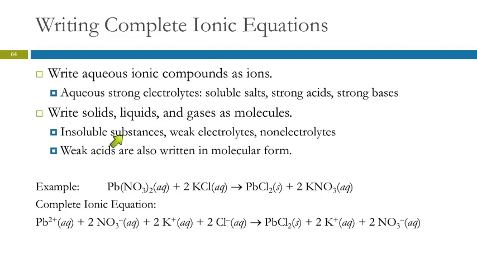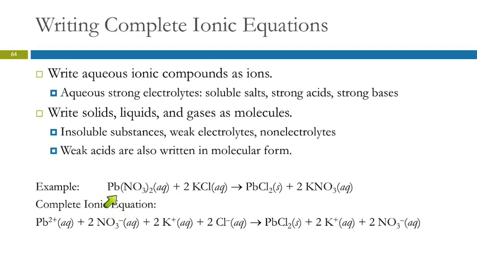Those include insoluble substances. So like the magnesium hydroxide that was insoluble, you're going to write that as a formula unit. A weak electrolyte or a non-electrolyte. Non-electrolytes don't ionize at all. Weak electrolytes only ionize a little bit. So we're going to write the major way that it is in solution. So for weak electrolytes, it's mostly in the molecular form. Weak acids are weak electrolytes, and so they're also written in molecular form.